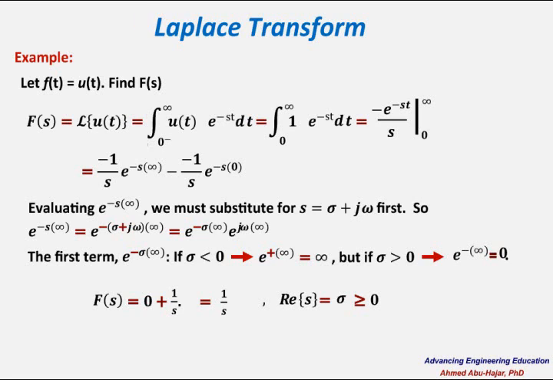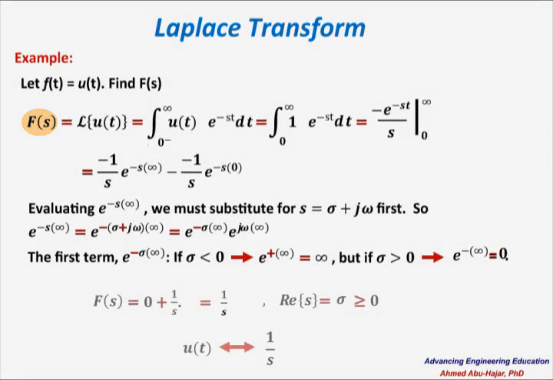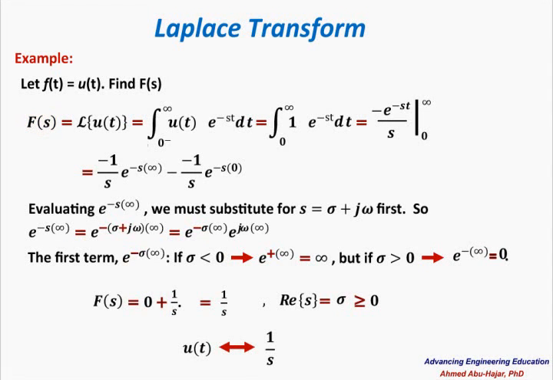So we have evaluated the transform of the unit step function u of t, and u of t is transformed into 1 over s. Again, we must memorize this transformation. A unit step function being transformed to 1 over s is something that should be memorized.